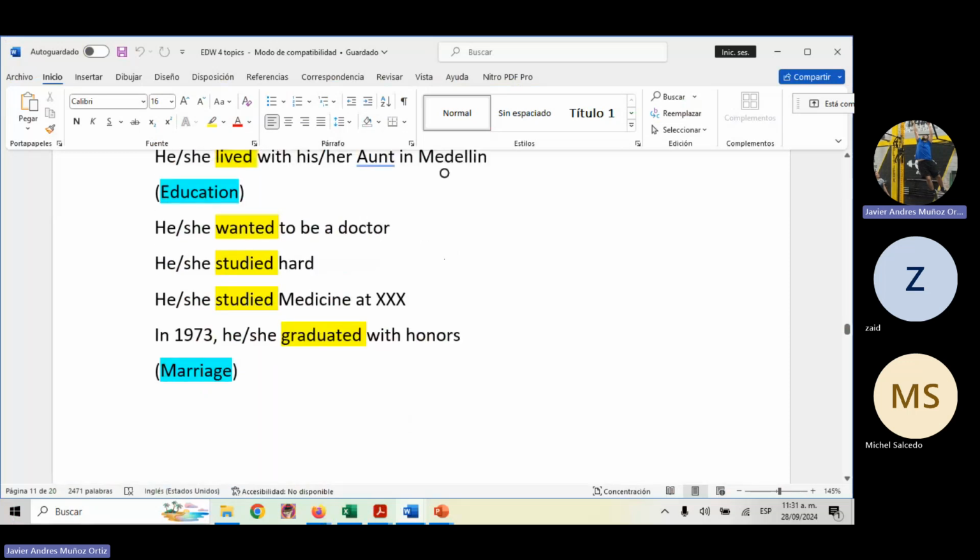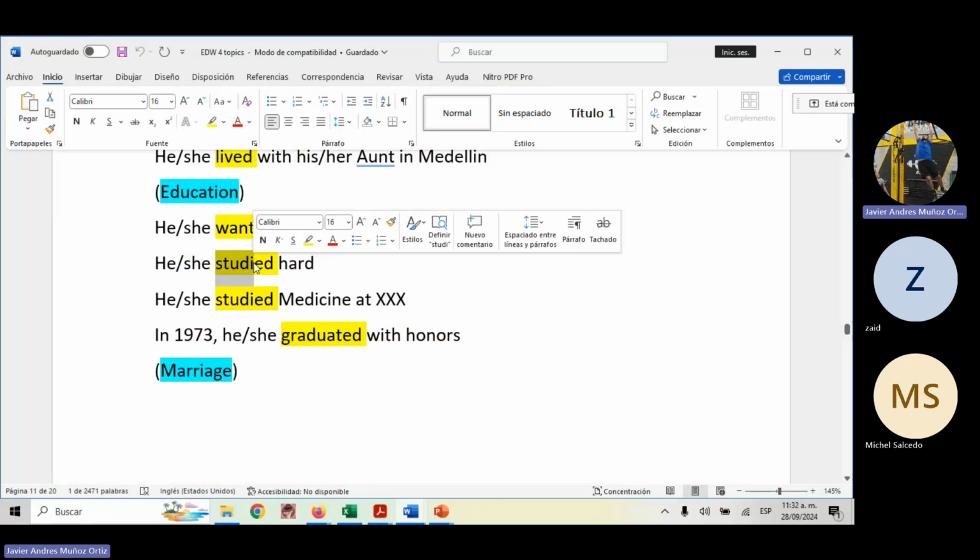What about education? For example, we could say, I'm going to mix between man and woman, okay? So you can follow my examples. So Gabriel Quintero wanted to be a doctor. He studied hard. He studied medicine at Clínica Mayo, let's suppose. In 1973, he graduated with honors. So once again, what is important here is to create short and easy sentences. And the most important thing to take into account with these sentences are the verbs, all of them in past. Want, present, wanted, past.